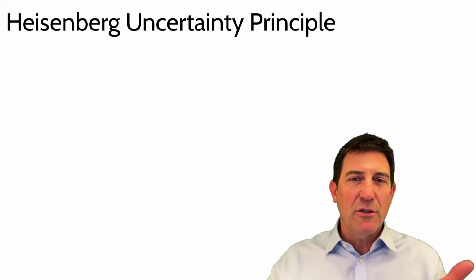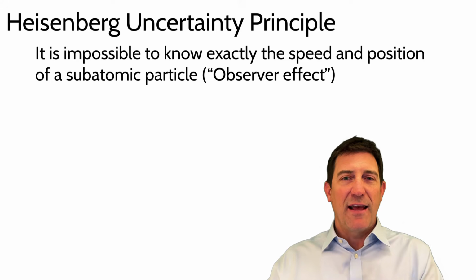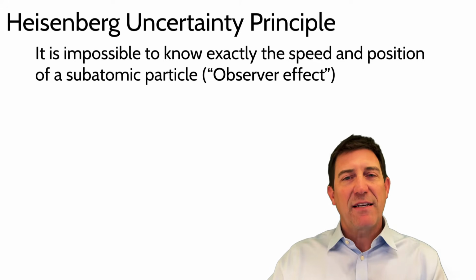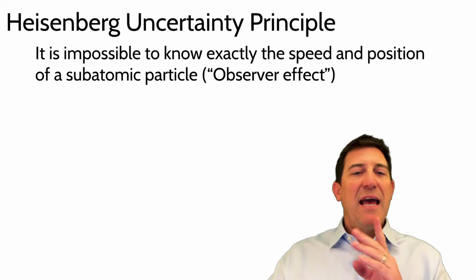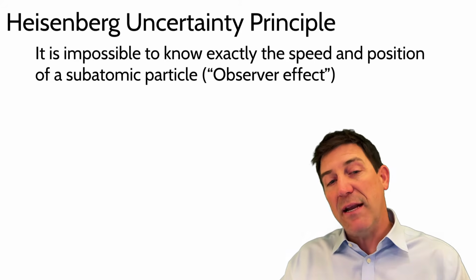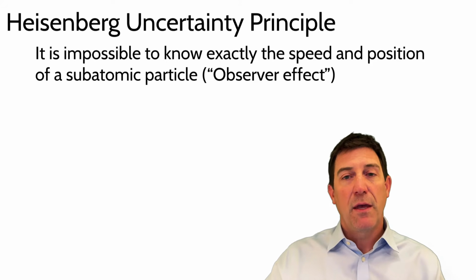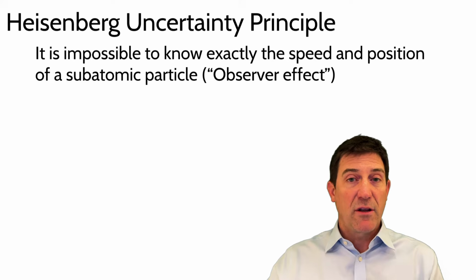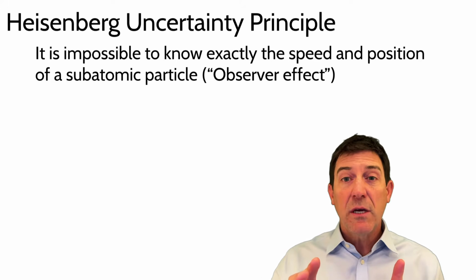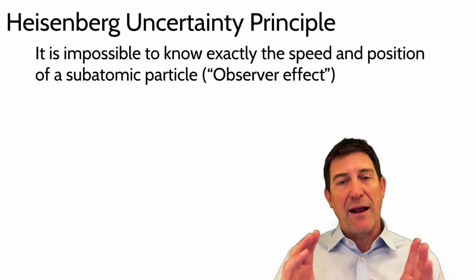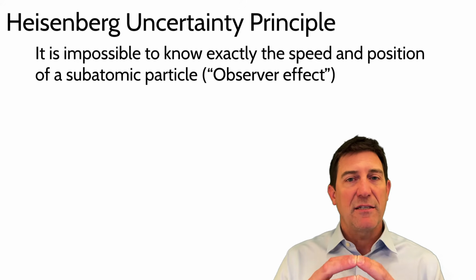And the Heisenberg uncertainty principle helps us understand this. The observer effect of the Heisenberg uncertainty principle says it's impossible to know the exact speed and position of a subatomic particle. For this, we're going to focus on electrons. There are lots of subatomic particles, but we're going to focus on one that really matters for what we've been learning about, and that's atomic theory.